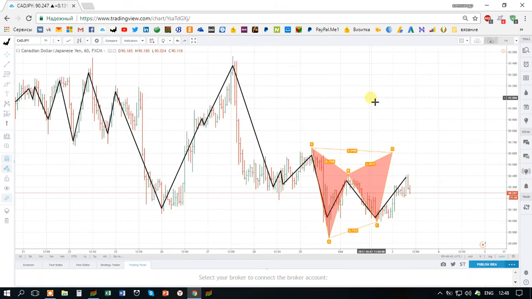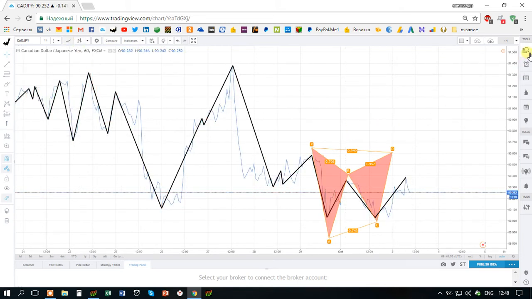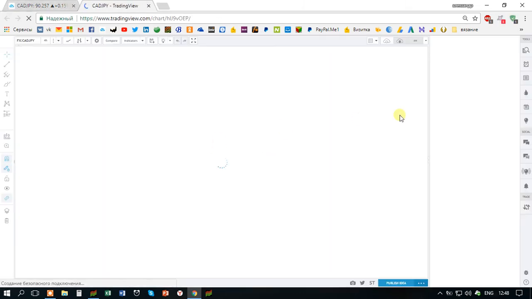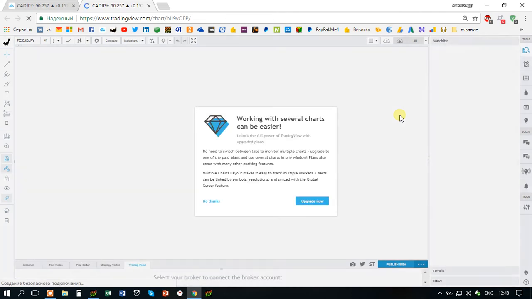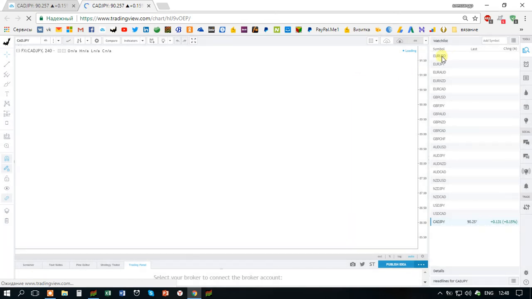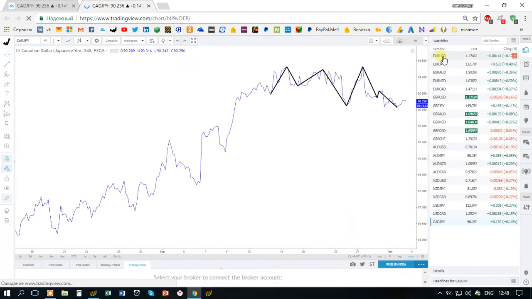$43 on one trade, and we have two trades. Total I am $86 total. Next I switch to 4-hour time frame and let's trade that. Let us see if we have some opportunities based on 4-hour time frame.